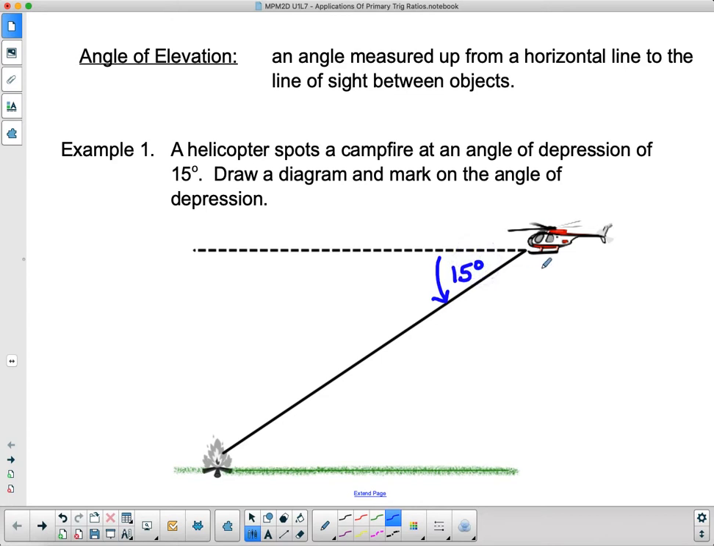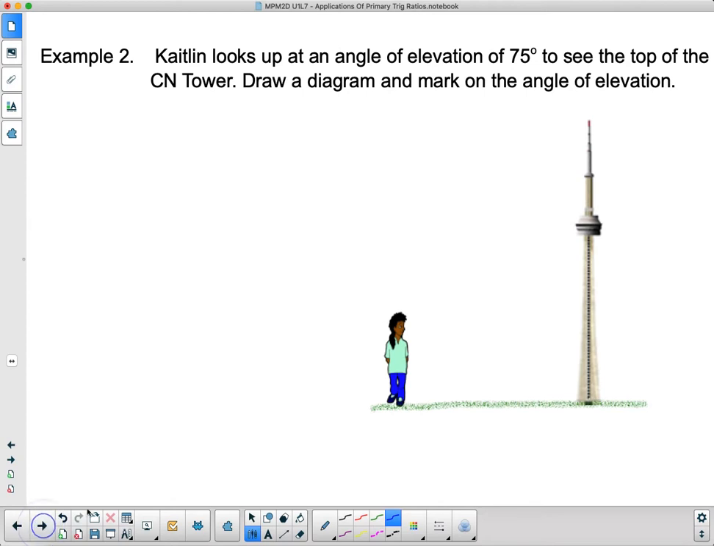Now I've marked all of that on. We have no idea what we're trying to calculate here. We're probably going to try to calculate the distance to the fire, or we're going to try to calculate the height of the helicopter or something along those lines, so there's more to put on this diagram. But right now we've marked on the angle of depression that goes down from the horizontal line. So let's take another one.